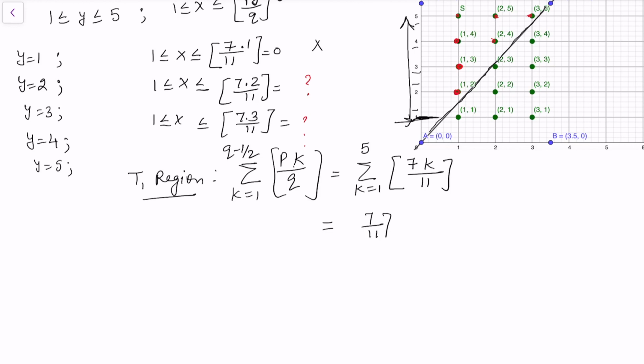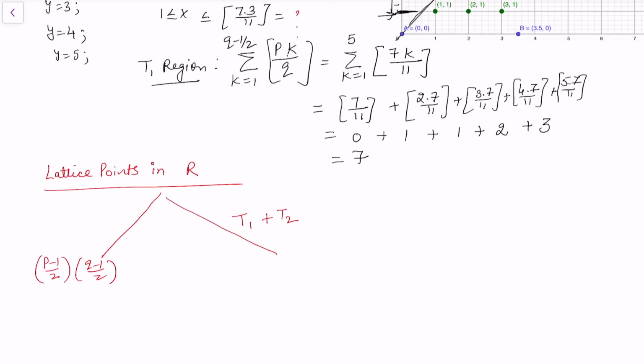It is the greatest integer of 7 by 11, plus 2 times 7 by 11, plus 3 times 7 by 11, plus 4 times 7 by 11, and plus 5 times 7 by 11. So this value is 7. So the total number of lattice points in R, in the first way we have seen, is p minus 1 by 2 into q minus 1 by 2.